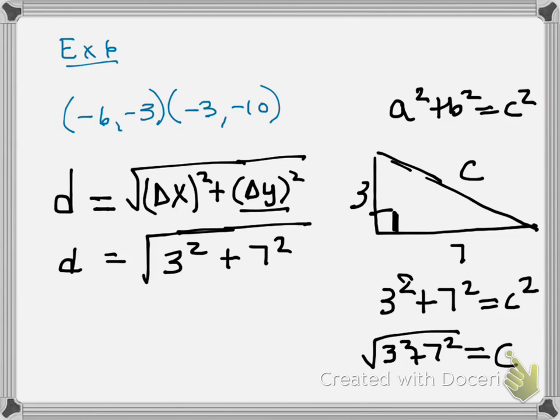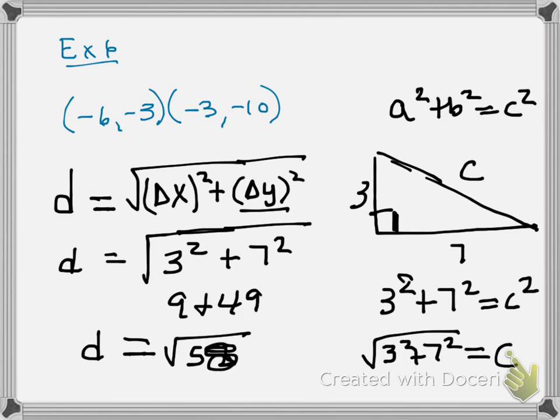Let's see, that's 9 and 49. 9 plus 49 would be what, 57? Or 58, I guess it would be. 58. So the only thing that will go into 58 is a 2 and a 29. And 2 and 29 do not have nice square roots. They don't break into anything. So this will not break down. So that is just your answer right there.